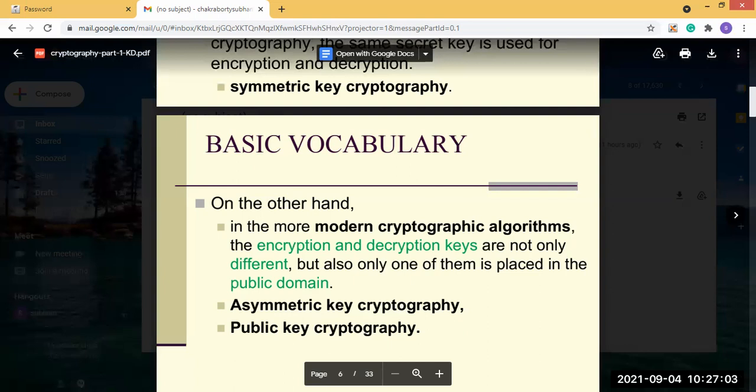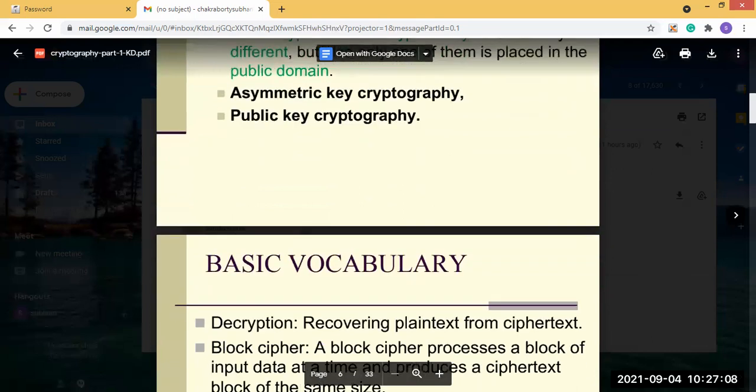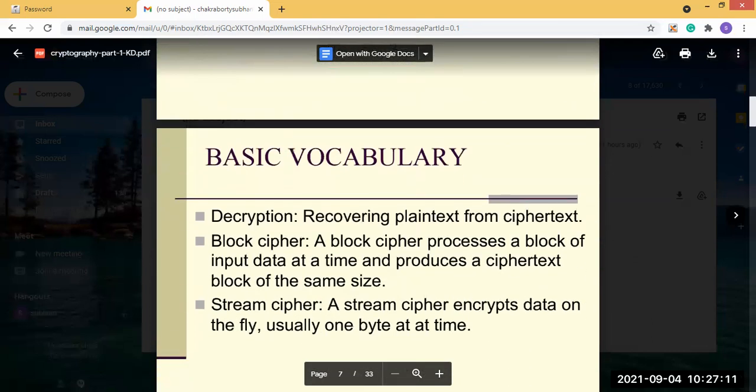So this is the symmetric key cryptography concept, and the other one is asymmetric key cryptography, which we also know as public key cryptography. Now, what is decryption? Decryption is recovering the plain text from the cipher text. As I said, after encryption the plain text becomes the cipher text, and the cipher text goes to the receiver side, where the receiver has the decryption algorithm. This decryption algorithm will convert the cipher text into plain text.